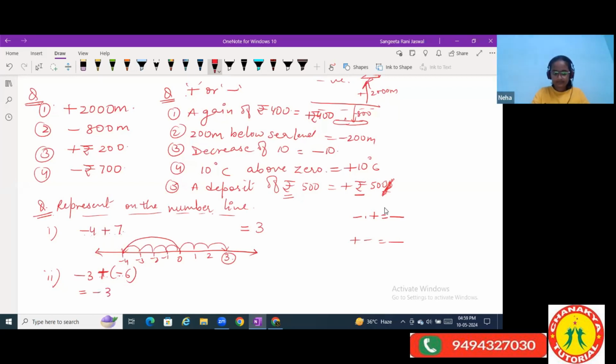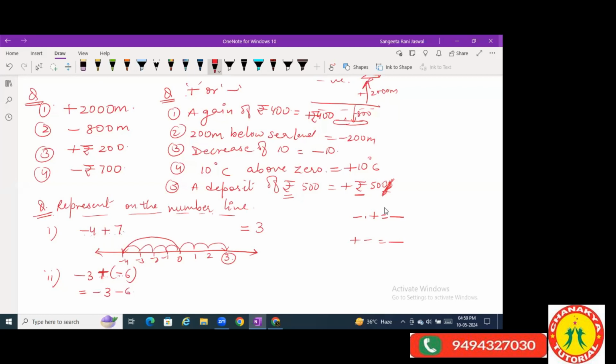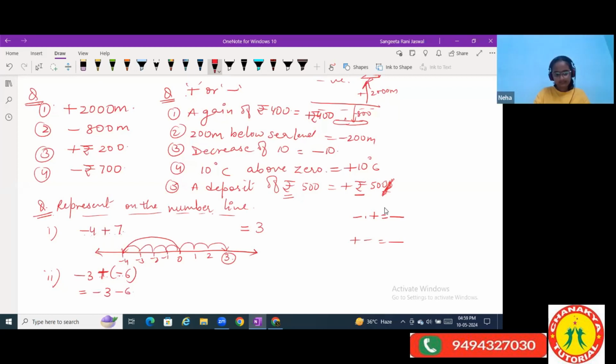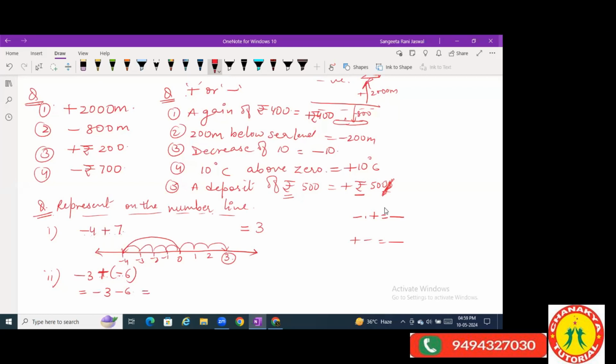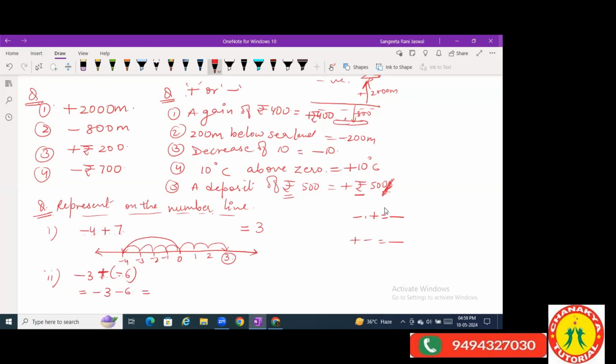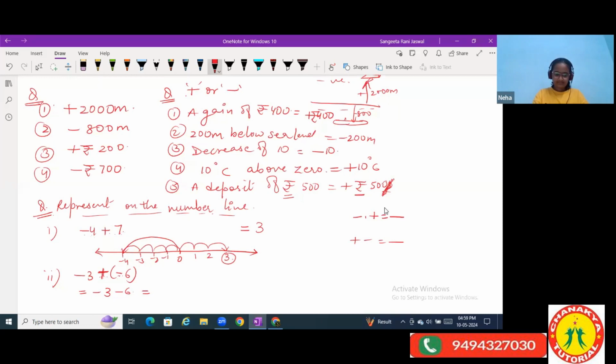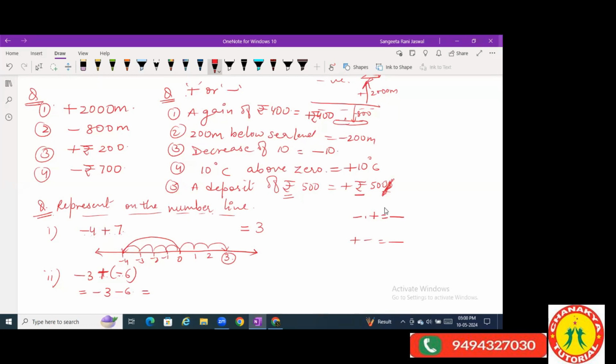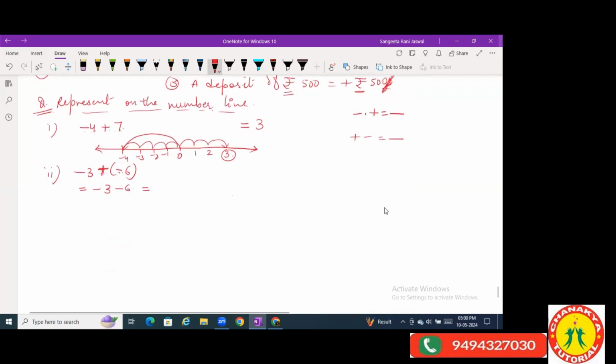So that means we'll take -3 and -6. Then what will we do? Ma'am, we subtract 3 from 6. If you have to do it on the number line, then you will move 6 steps towards the left side. You will jump on -3 and then take 6 steps towards the left side, right? First let's see with the number line, and then I'll show you without the number line also.